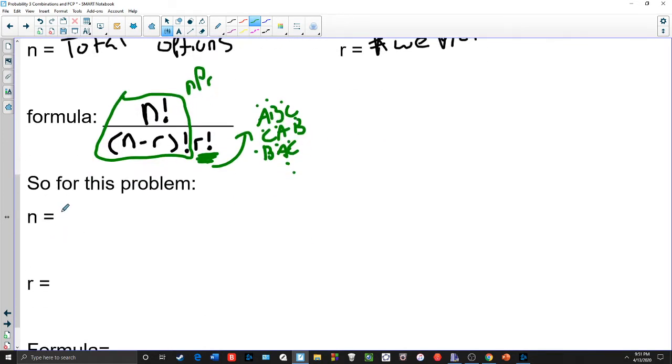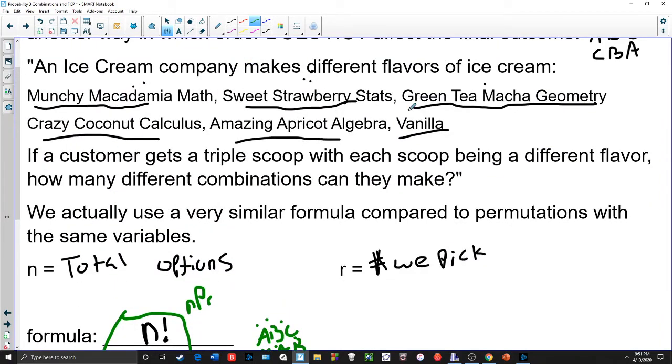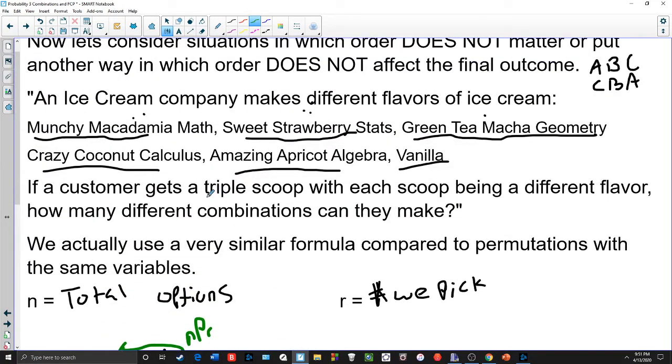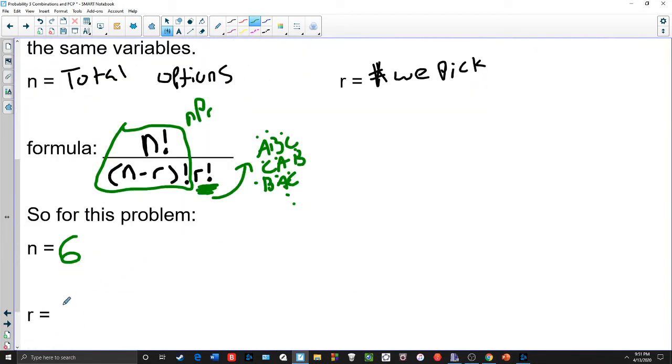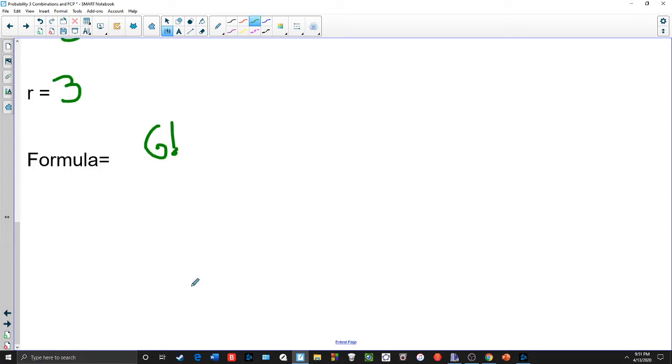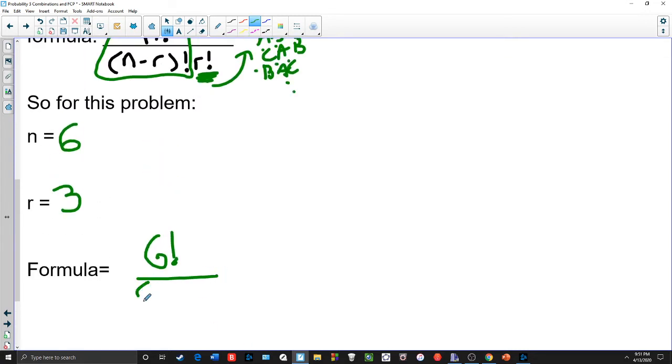So in this case, I have, what do we say, 6, right? 1, 2, 3, 4, 5, 6. So I have 6 flavors. And I'm going to pick 3 because it's a triple scoop. So I would have 6 factorial over 6 minus 3 factorial times 3 factorial, which should be 6 factorial over 6 minus 3 factorial, which is just going to be 3 factorial, times 3 factorial, which is not 9 factorial, by the way. These are done separately.